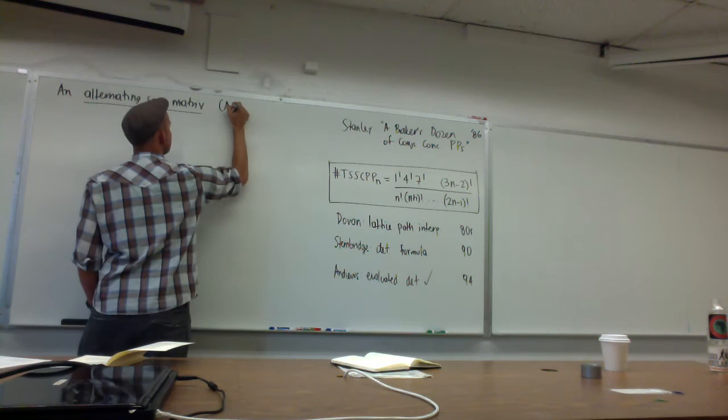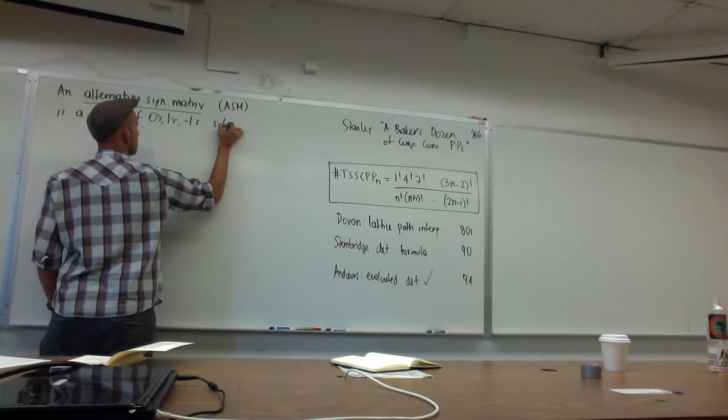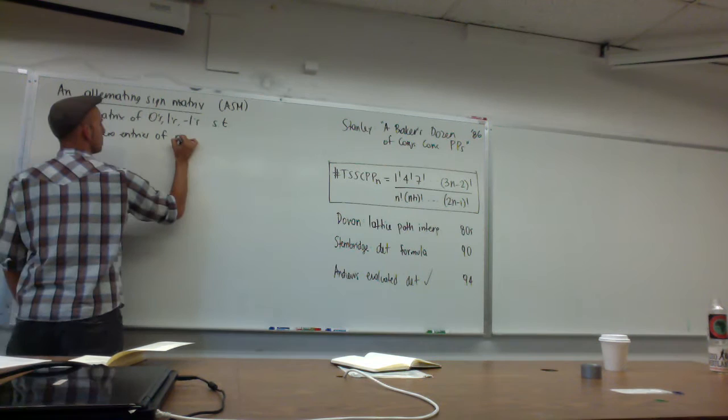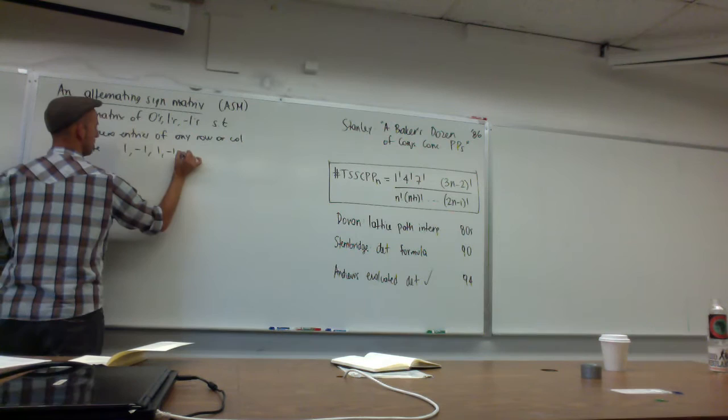It's a matrix of zeros, ones, and minus ones such that the non-zero entries of any row or column alternate: 1, -1, 1, -1. So you have to start with a 1 and you have to end with a 1. Okay?